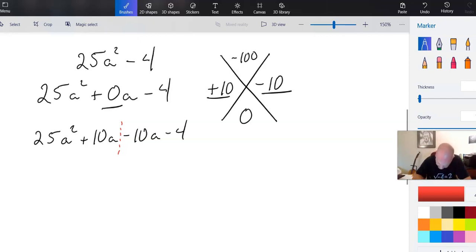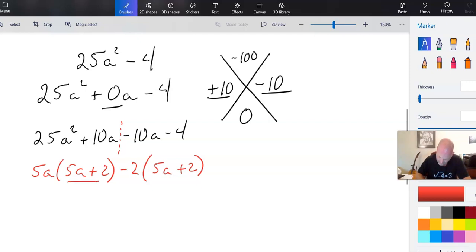Okay, so let's see. It looks like 5a, and that'll leave me with 5a plus 2. And then back here, it looks like minus 2, and that'll leave me with a 5a plus 2 as well. And that's my common factor. So we win. Winner, winner, chicken dinner. Don't expect a chicken dinner.